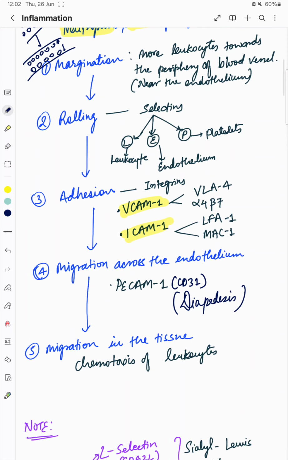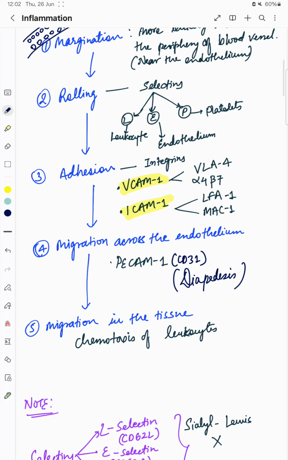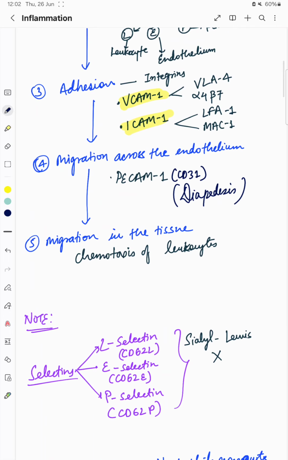Now once these leukocytes are in the interstitium, they reach the site of injury or inflammation with the help of chemotactic signals. Chemotactic signals are released by the various macrophages or microbes to attract the cells to the site of infection or inflammation.